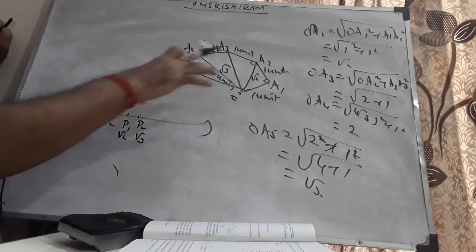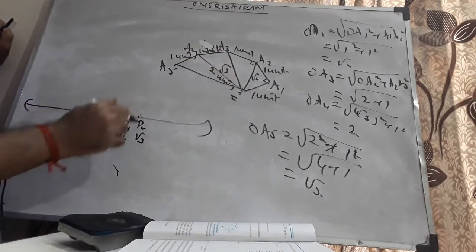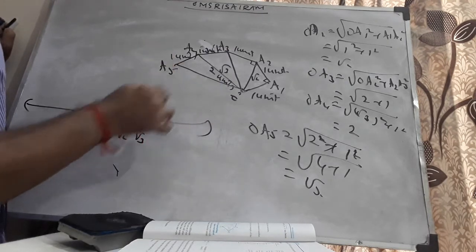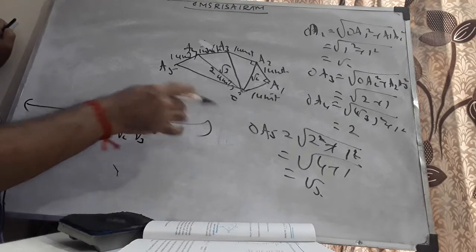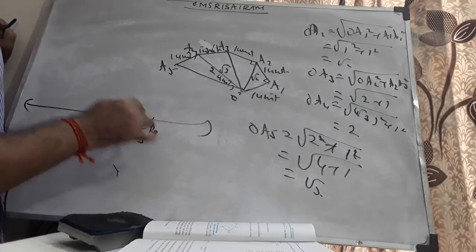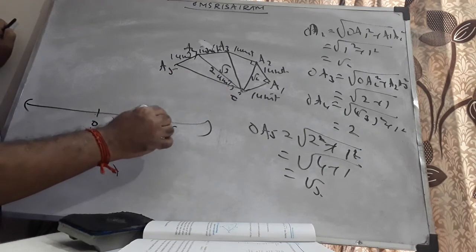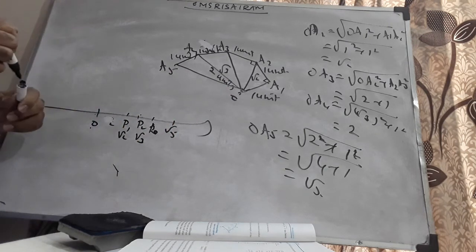Then of course with O as center and OA4 as length, that will be 2. Again, with O as center and OA5 as radius, mark a point over here. That will represent root 5, and so on.